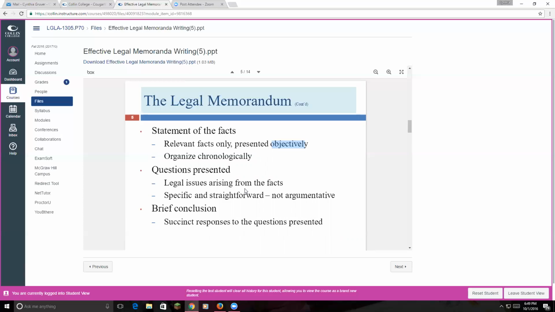There are two ways of doing questions presented. One is my strong preference, and I think it's the more common way to do it, and that is to actually have it in a question format. So you'll actually have a question mark at the end, and it will read like a question. It'll have something like why, or how, or is, those types of words, question words.